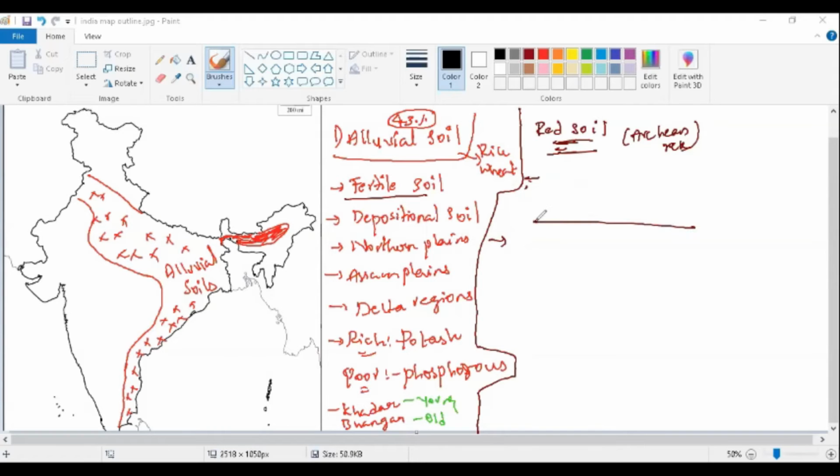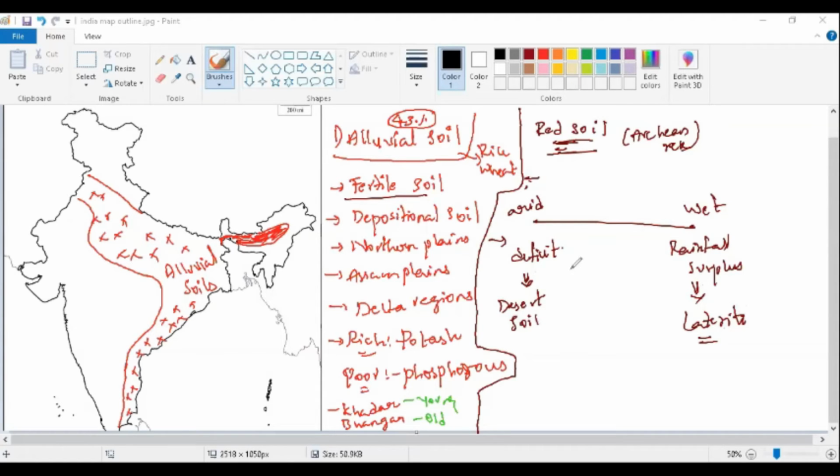See, this is the wet region. Fine. This is the arid region, which means here rainfall is excess, surplus. Here is deficit. So in this region, there will be laterite soil, where the top soil gets washed away and that leads to laterite soil. We'll discuss that. In the deficit region, it is desert soil, or arid soil, whatever you can say.